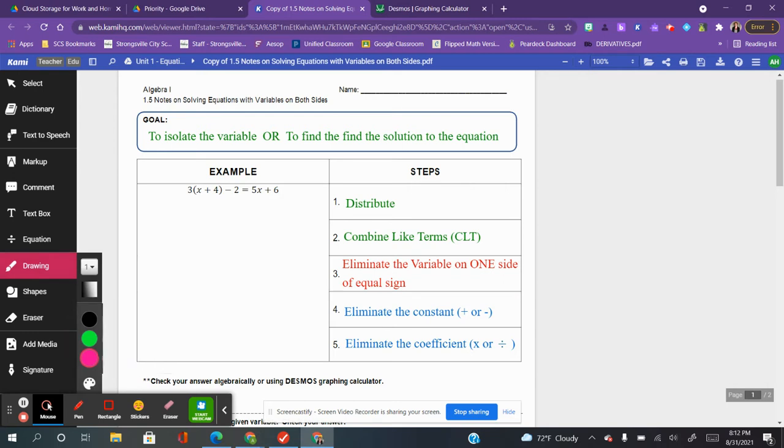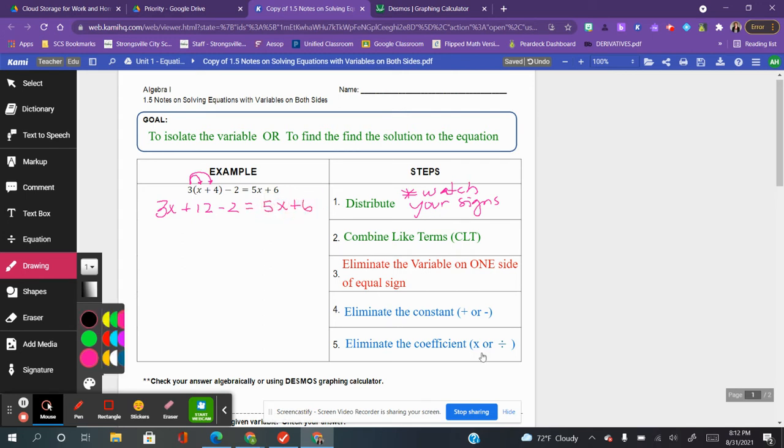Now remember, what we like to do first is the distributive property. One thing we have to remember is to watch our signs. What I mean by that is that you need to pay attention to negatives times positives or negatives times negatives. In this case, I have to apply the distributive property by multiplying 3 times x and 3 times 4. When I do that, I get 3x plus 12. And then I'm going to rewrite everything else.